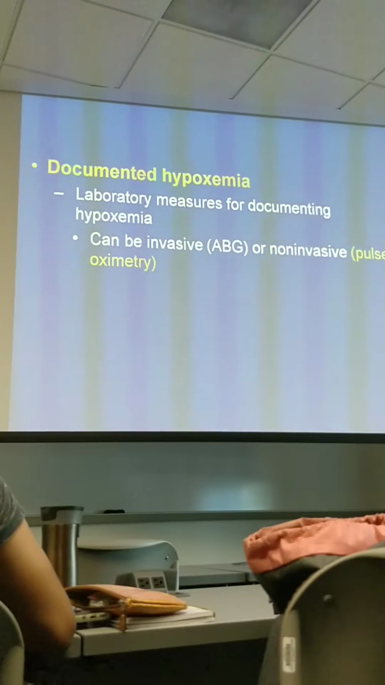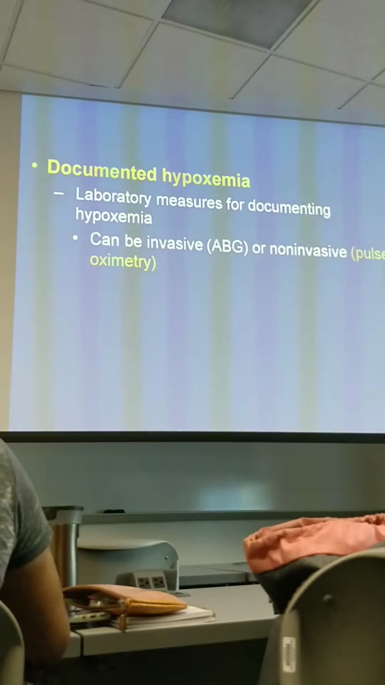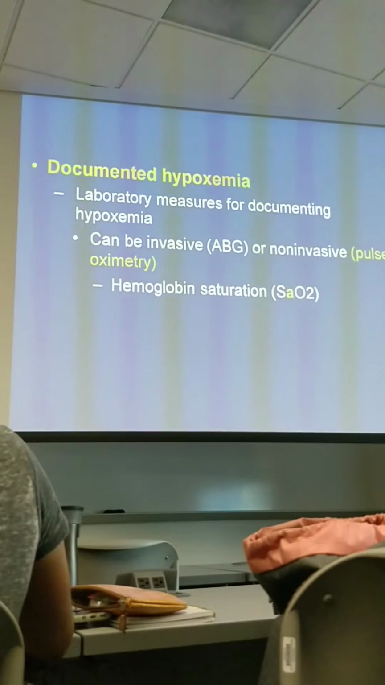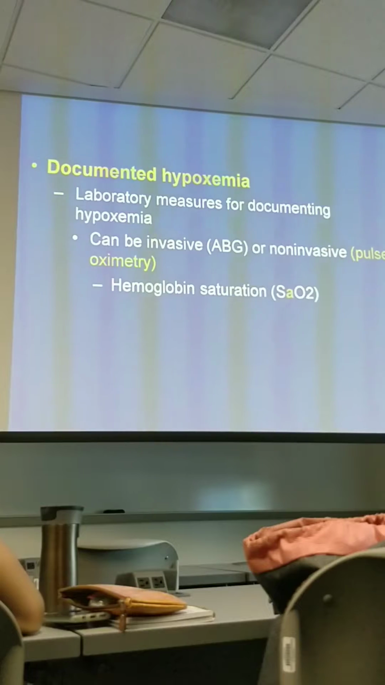Documented hypoxemia. How do we document hypoxemia? Well, we can do it invasively with an arterial blood gas. You will learn how to do that, sticking the artery. From that blood gas, we can get a measure of arterial oxygen, and we can also get a measure of how much oxygen is saturating the hemoglobin.